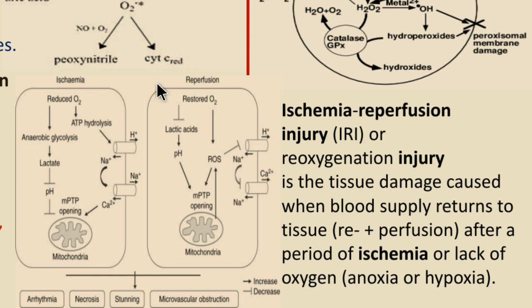Because of that, there will be reduced oxygen supplied to the cells, where anaerobic glycolysis is going to increase, and this leads to the formation of lactate, which is going to reduce the pH. Due to the drop in the pH, the activity of the mitochondria is going to reduce. Now here, on the other side, the same reduced oxygen condition of the cell leads to ATP hydrolysis, which will lead to the efflux of the hydrogen atoms and influx of the sodium, where it is also going to lead to the efflux of the sodium and influx of the calcium. This calcium influences the MPTP opening of the mitochondria.